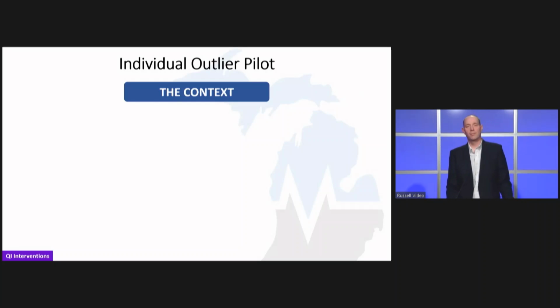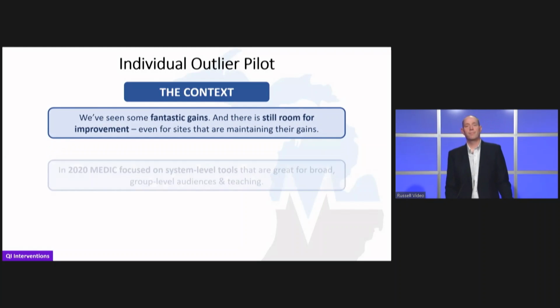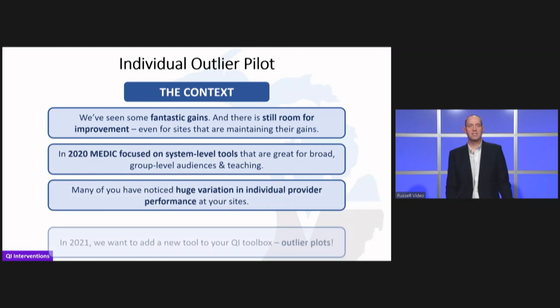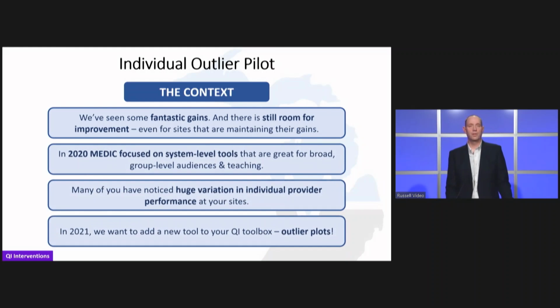was individual outlier plots. So a little bit of context here. This is a QI tool that we're thinking of or planning to implement for the collaborative. As we just talked about and looked at, we've seen some huge, fantastic gains from all of our sites, but still probably pretty significant room for improvement, even for the sites that are maintaining their gains.